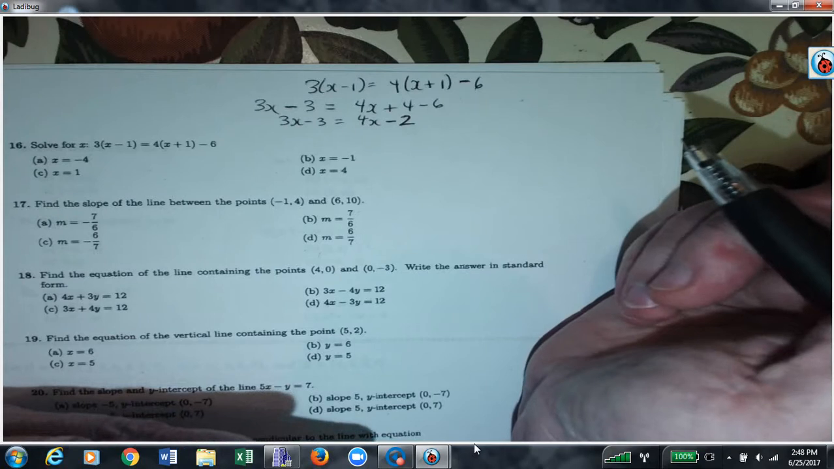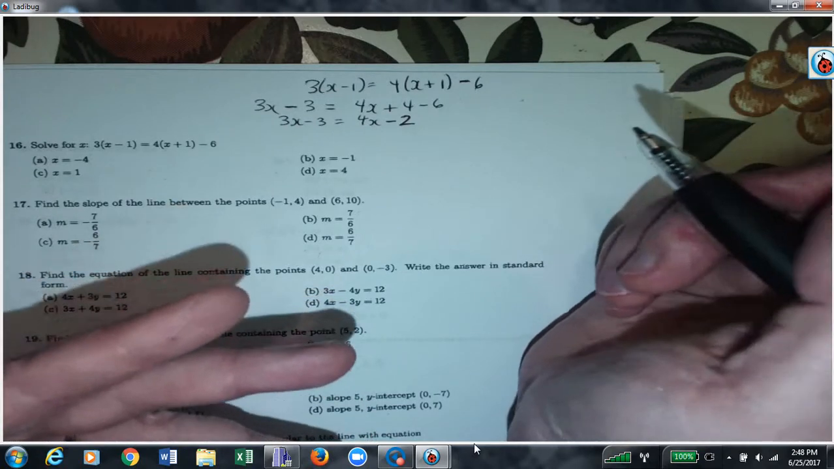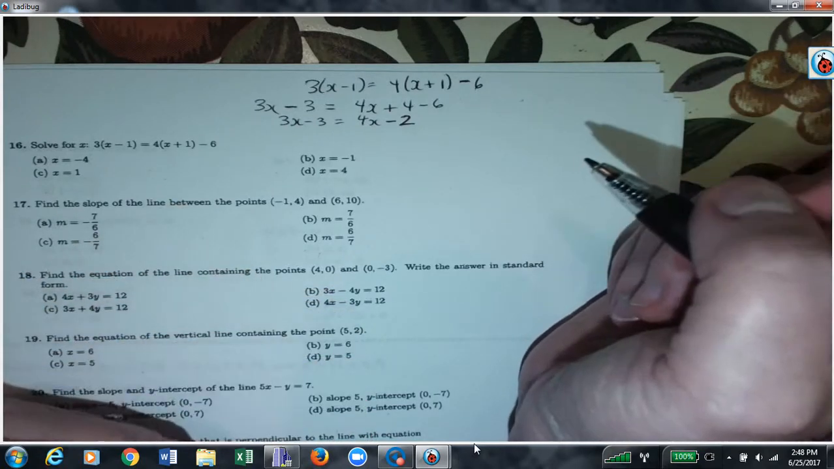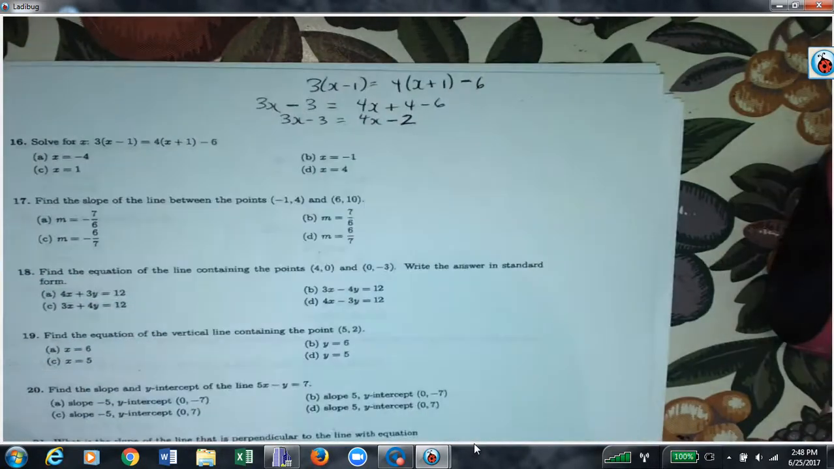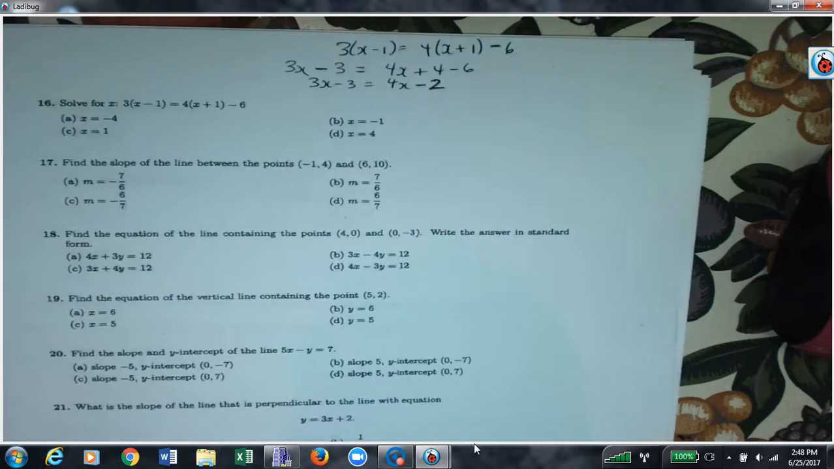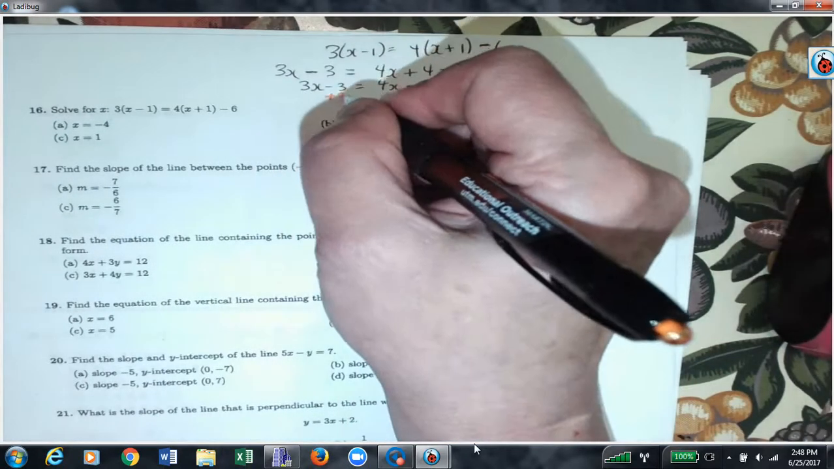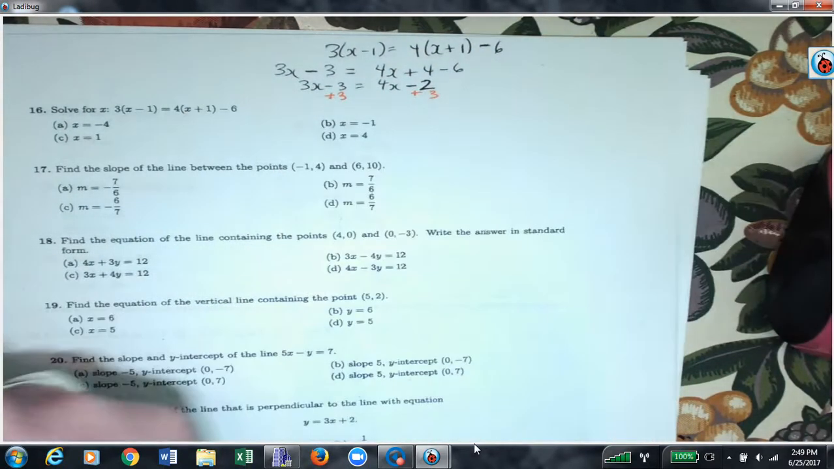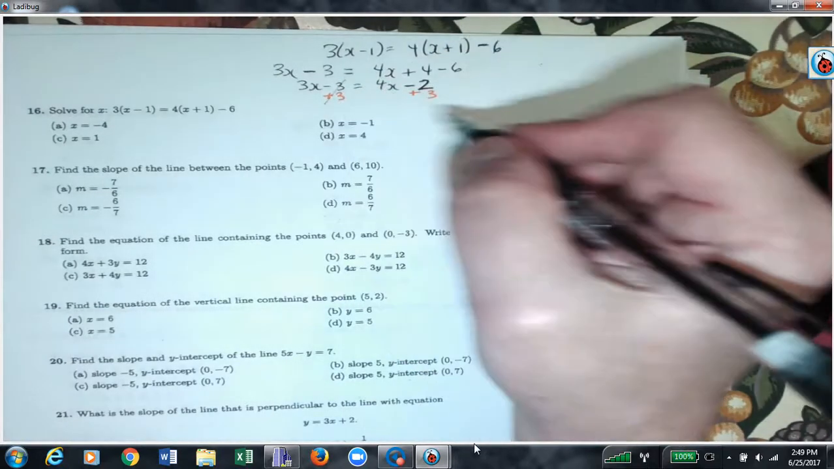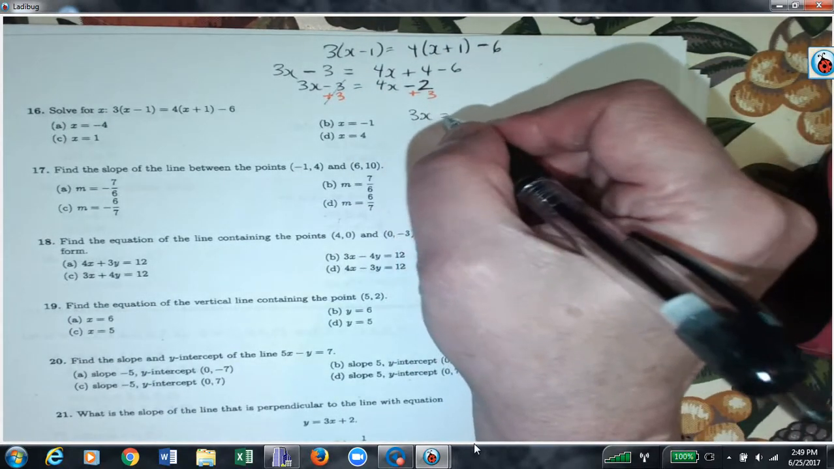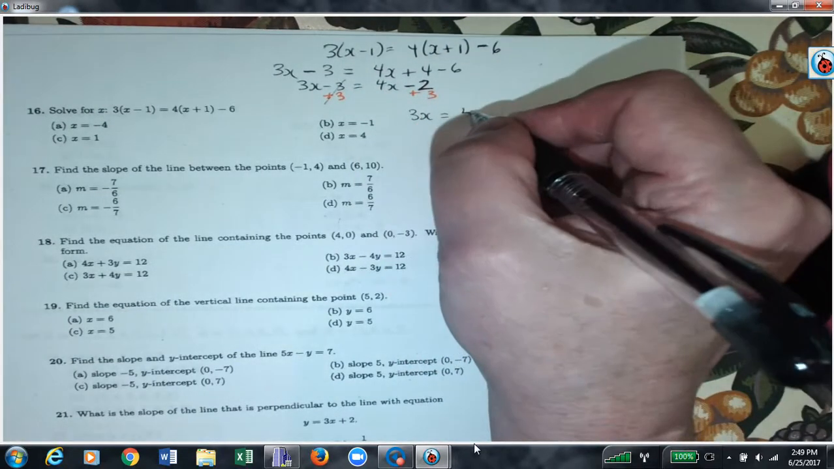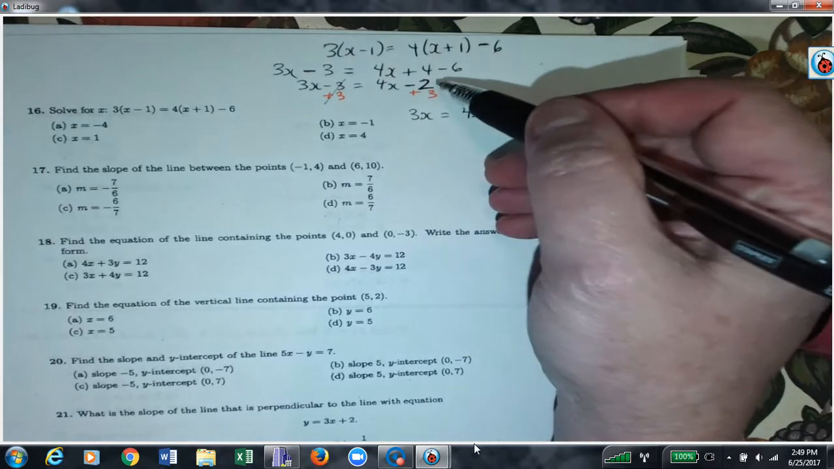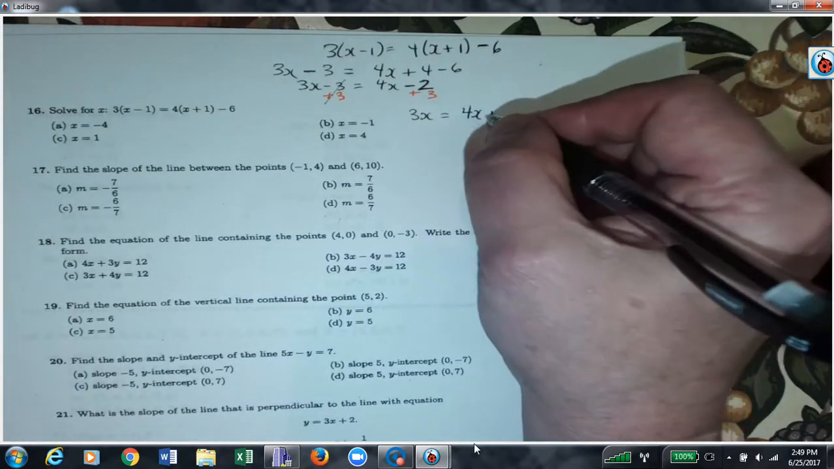Now, I want to get everything with x on one side and everything that doesn't have x on the other side. So there are different ways you could do this. One way is we can add 3 to both sides. When I add 3 to both sides, I have 3x on the left-hand side, and over here I'm going to have 4x minus 2 plus 3, which is plus 1.